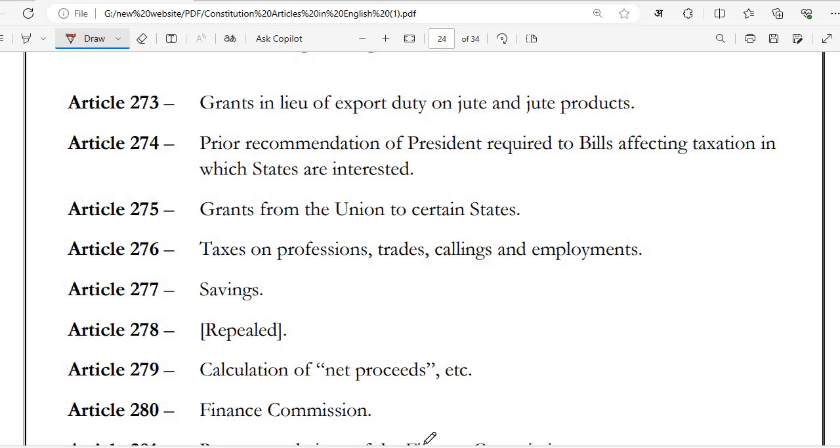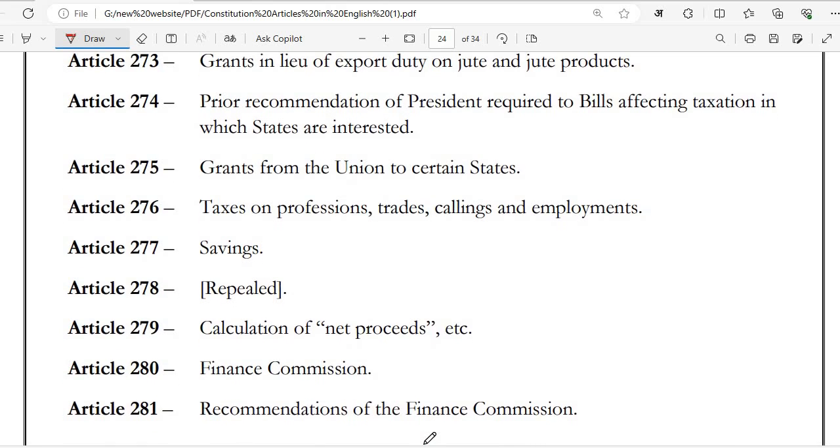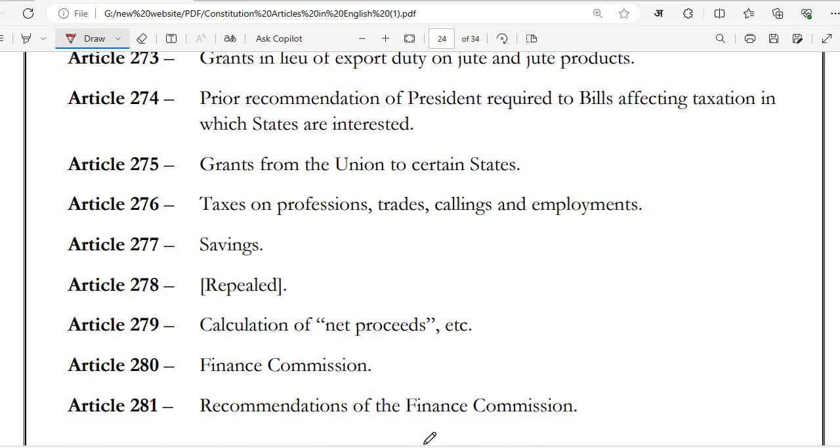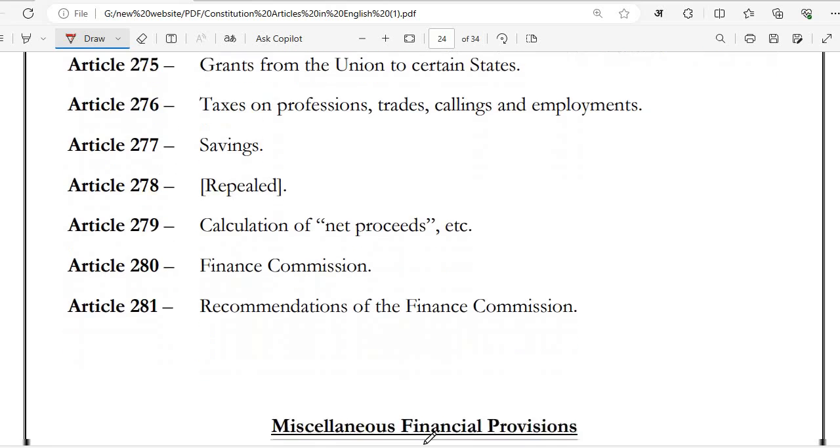Net proceeds means what? The GDP minus the losses or expenses of the government. Article 280, the finance commission. There shall be a finance commission, the union finance commission. It has one chairman and four members. All are appointed by the Indian president for 5 years. It makes provision for the allocation of financial revenues between the central and state governments. Recommendations of the finance commission go to the Indian president.